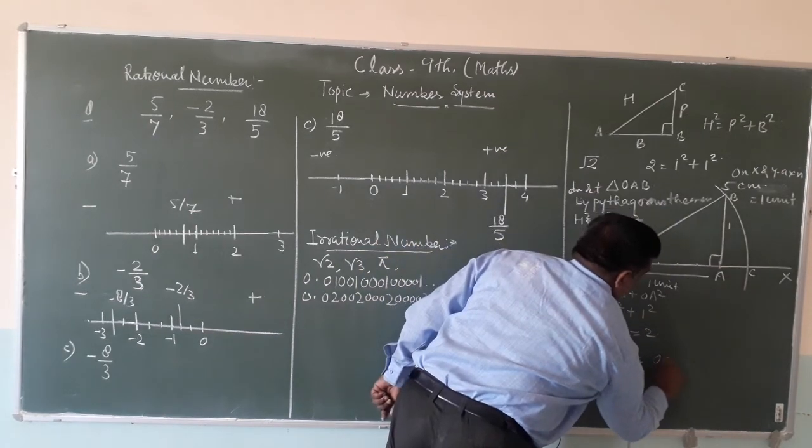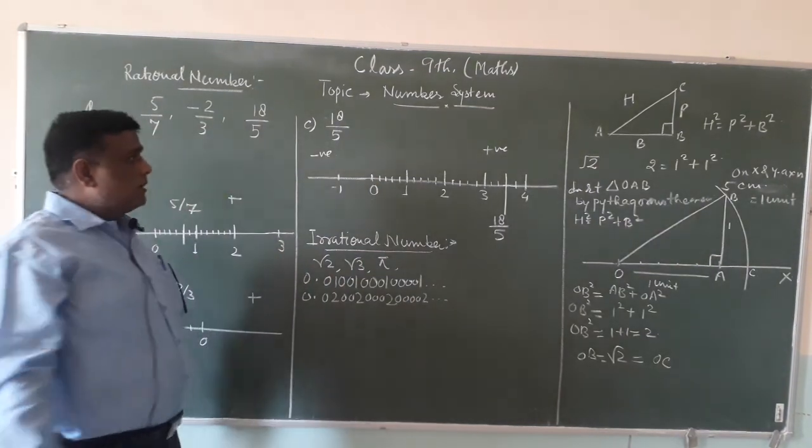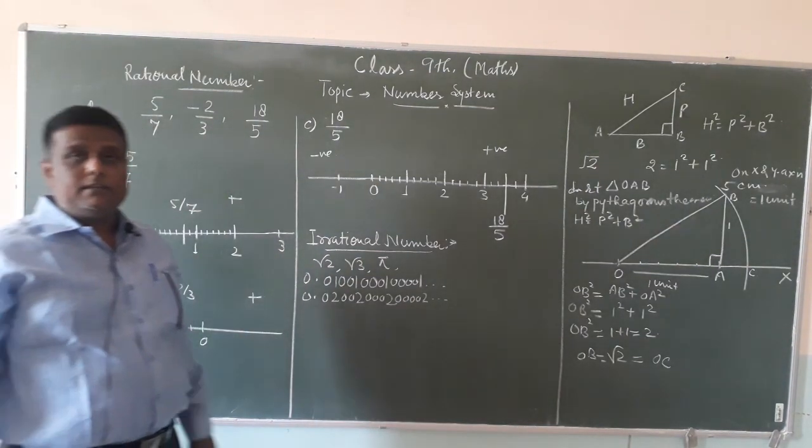Now we can write OC. This is the construction of an irrational number on the number line. Okay, thank you.